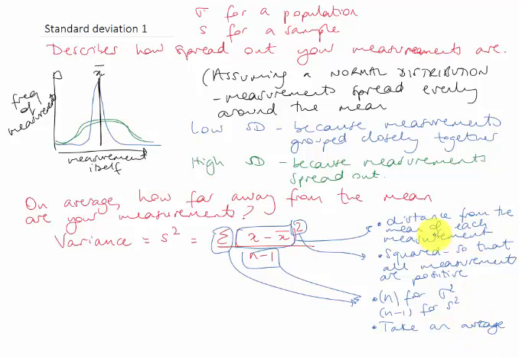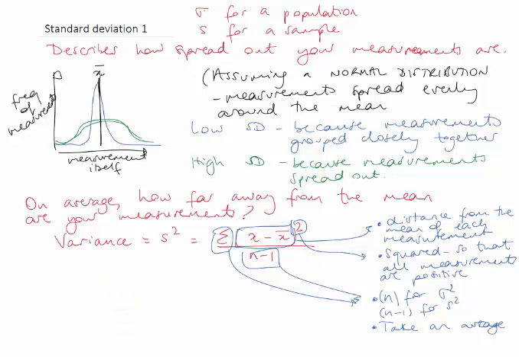Okay, so we're looking at the distance of each measurement from the mean. We're squaring it just so all the signs are the same. And then we're adding those together and dividing it by the number of measurements we have. And it's n minus 1 for a sample, whereas it's just n for a population. The n minus 1 for the sample is just to do with degrees of freedom and stuff like that. But you just need to remember it's n minus 1 for a sample. This is most often what you're going to be doing.